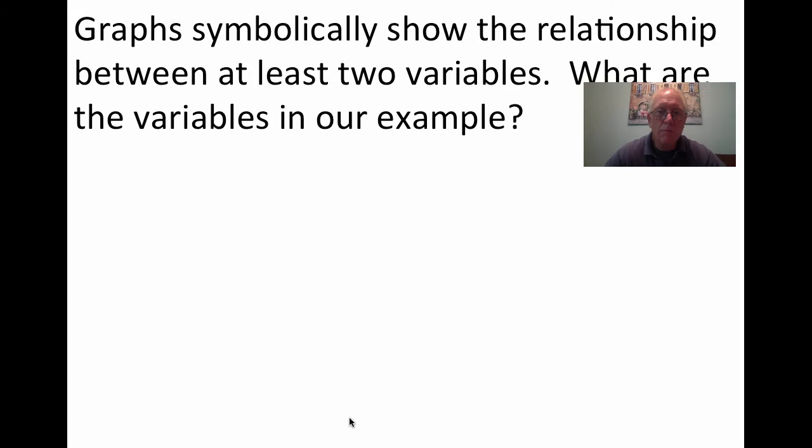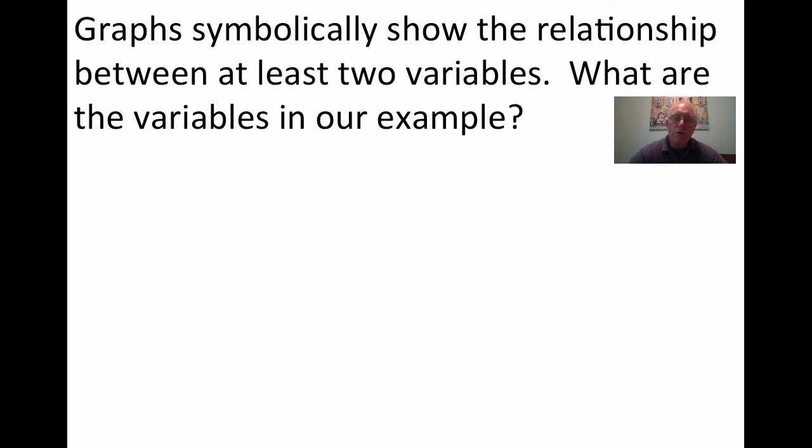Okay. All right, so there are at least two variables that are put on a graph. And we've already mentioned them, but what are they? Do you know what they are? Well, of course, they are the distance and the time, and that should make some sense.